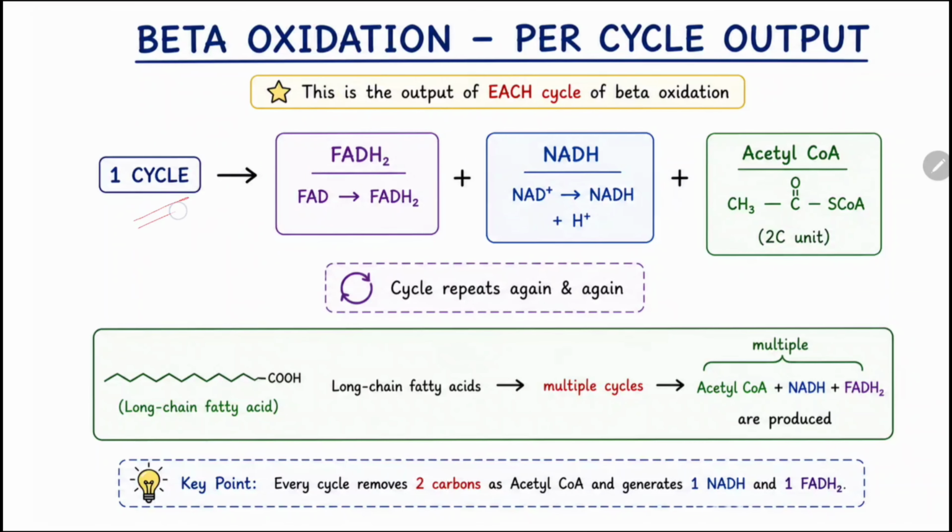For every cycle of beta oxidation, we get 1 FADH2 molecule, 1 NADH, and 1 acetyl CoA with 2 carbons. And this cycle repeats again and again, and the fatty acid gets shortened by 2 carbons with every cycle. So you will see multiple acetyl CoA, multiple NADH, and multiple FADH2 being produced for a very long chain fatty acid. One important point that you have to remember is that every cycle removes 2 carbons as acetyl CoA and generates 1 NADH and 1 FADH2 molecule.